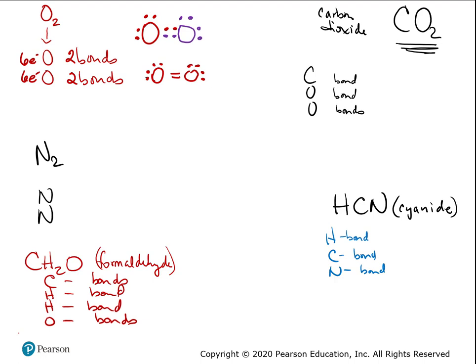So let's try CO2, carbon dioxide. So CO2, carbon has 4 electrons, oxygen 6 electrons. Remember that's the group number. So carbon needs how many bonds? 4. Oxygen's 2. So always start with the atom that needs the most bonds. That goes down first. So I'm going to put what down first? So I'm going to put carbon with its 1, 2, 3, 4.